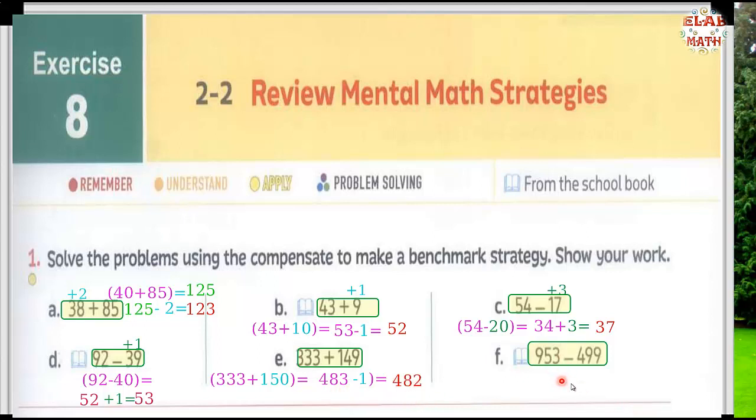Last one, 953 minus 499. You can add 1 to 499 because this is the subtrahend, we will add 1 to make 500. After that, make the subtraction. 953 minus 500. 3 minus 0 is 3. 5 minus 0 is 5. 9 minus 5 is 4. So the answer, or the difference, is 453. We said if you have a subtraction statement, you should add the same amount. We added 1, so we will add 1 more. 453 plus 1 equals 454.